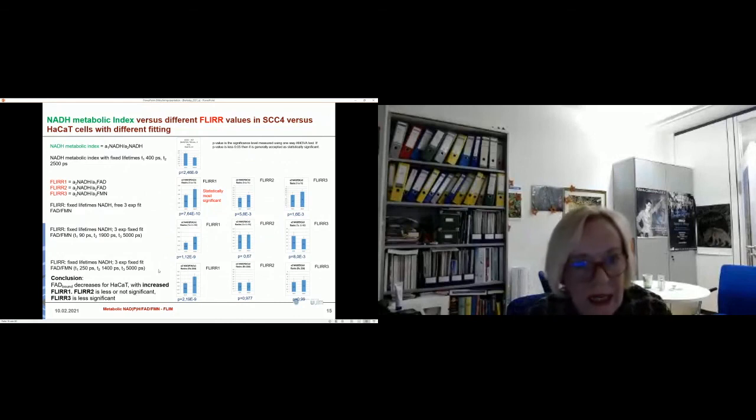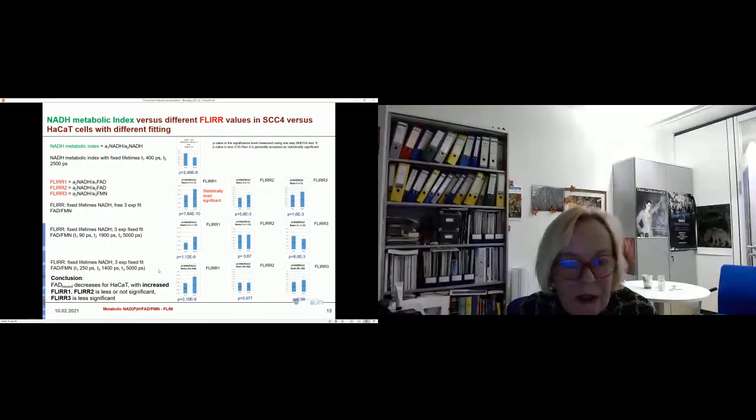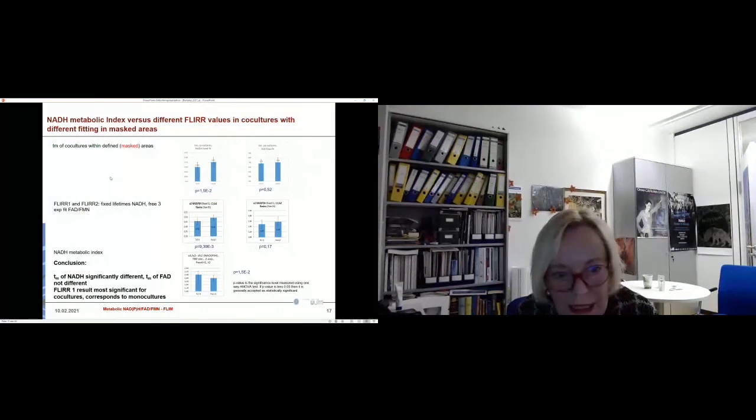Now I have two more slides where we tried to do this also in co-cultures, to see if this is also valid in co-cultures. So we co-cultured our tumor cells and our HCAD cells, and we did our lifetime fittings in masked areas here in the HCAD and in the SCC4 cells, and we can see the results. In that case, also for the masked areas for the co-cultures, the FLIRR1 index gave the most significant difference in the two cell types.